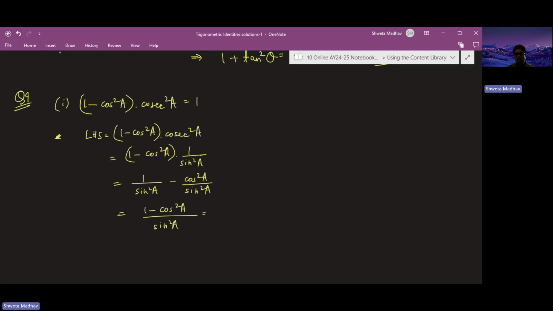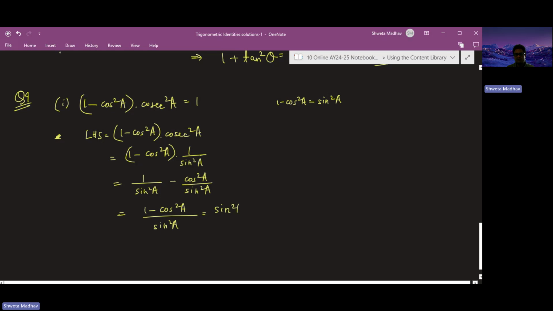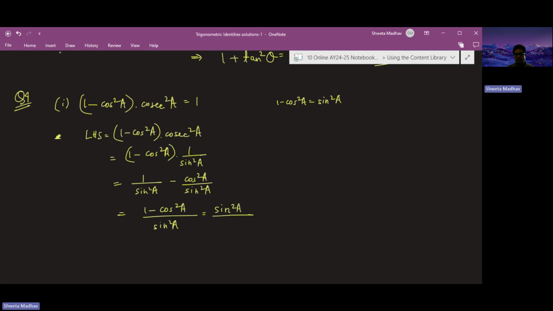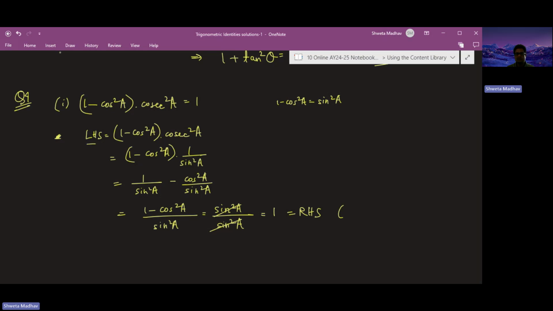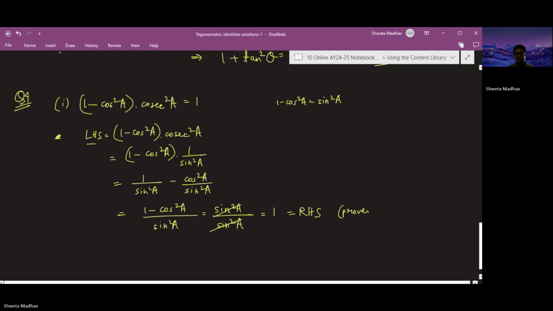Now we know that sin square a plus cos square a is equal to 1. So 1 minus cos square a will be same as sin square a only. So the numerator is sin square a and the denominator is also sin square a. So they will get cancelled and that will be equal to 1. It is equal to the right hand side. So we have proved that the left hand side equals the right hand side. So hence we have proved.